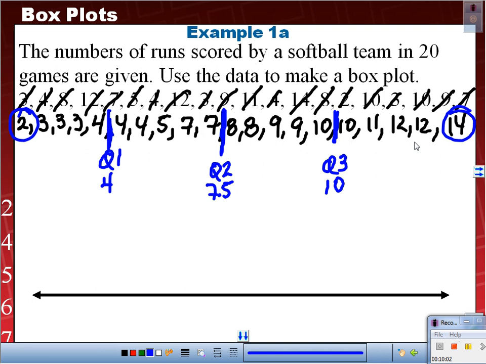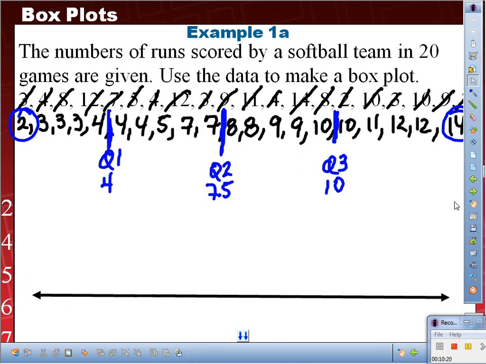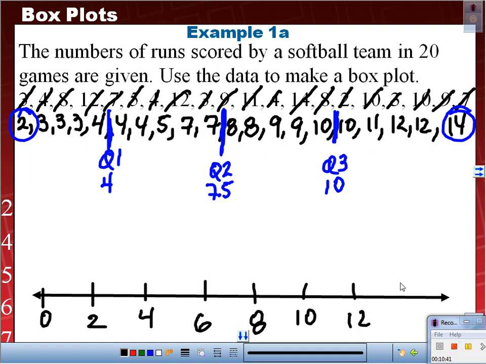We got this, yes? All right, to start making our box plot, we need to first label our number line. Before we label our number line, we need to look at the data. It goes from 2 all the way to 14. By how much do you want to space our tallies here? By 2. So start at 0, space it out. 2, 4, 6, 8, 10, 12, 14.